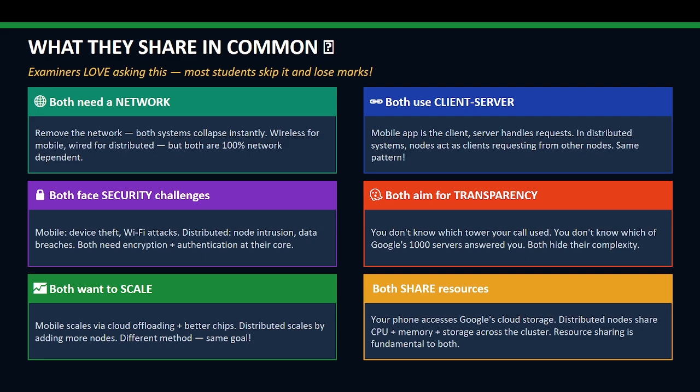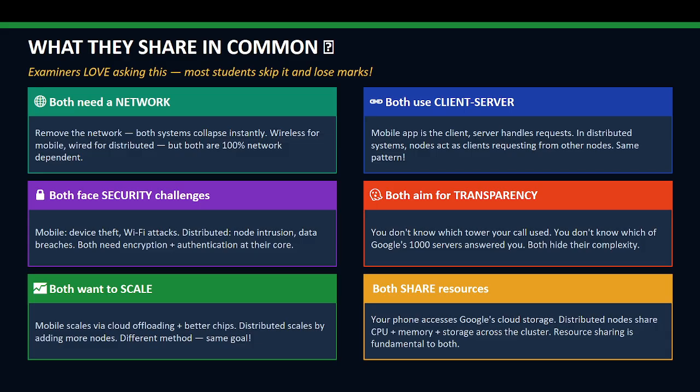Both face security challenges. Mobile has device theft and Wi-Fi attacks. Distributed has node intrusion and data breaches. Both need strong security. Both aim for transparency. You don't know which tower connected your call. You don't know which of Google's servers answered your search. Both hide their complexity from you.